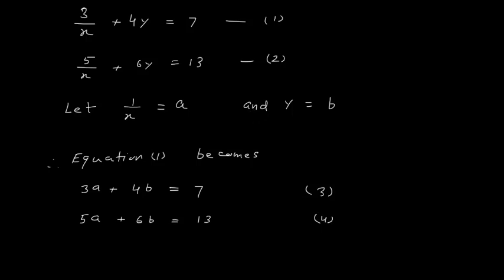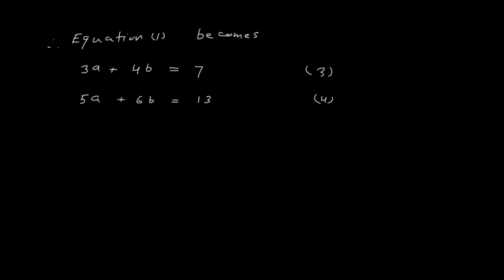Now you have two linear equations. Now you have to make one coefficient the same. So for b it is 4, and in this equation it is 6. LCM of 6 and 4 is 12. So to make 12, I will multiply equation 3 by 3 and equation 4 by 2.